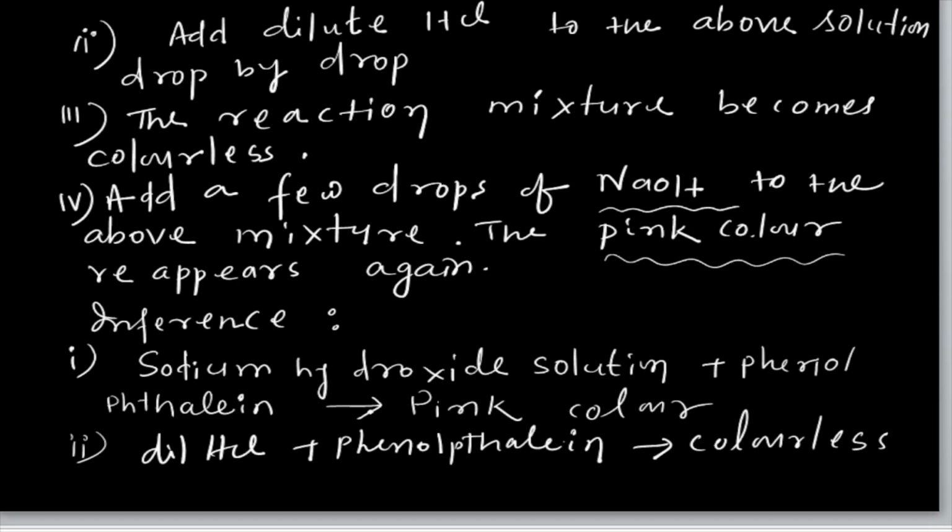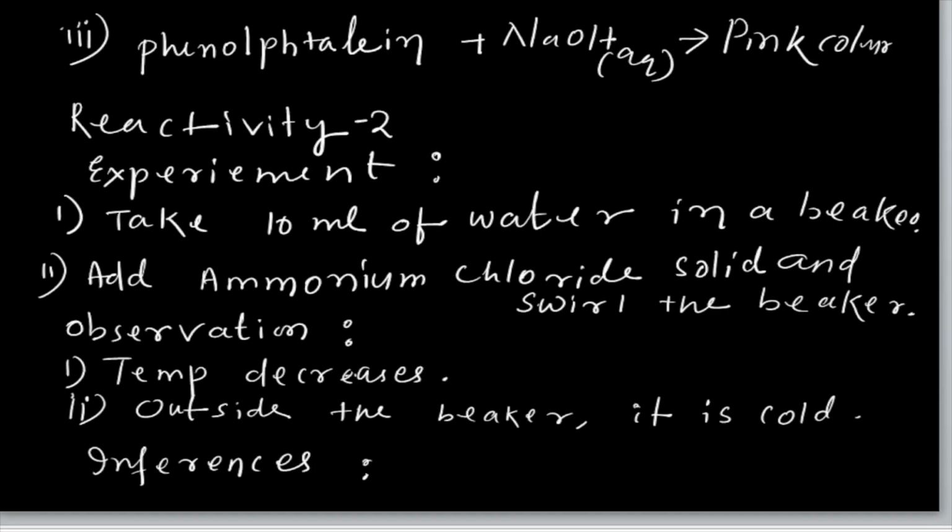So sodium hydroxide plus phenolphthalein gives pink color. Okay, this is the first. Then dilute hydrochloric acid turns it colorless. So phenolphthalein and NaOH become pink again. So in the first activity, you can see that phenolphthalein in sodium hydroxide becomes pink in color.